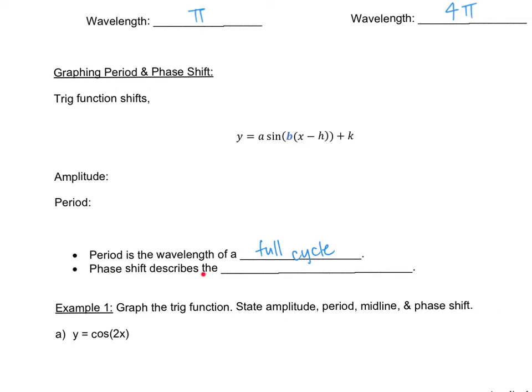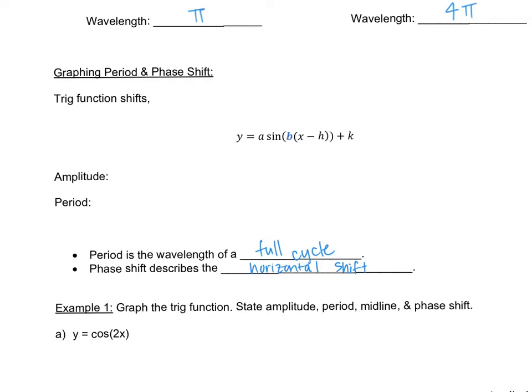Now, when we're talking about phase shift, that is specifically talking about the horizontal shift. We've already talked about vertical shift, but we have not talked about the horizontal shift. In trig language, you often hear it called the phase shift. Now let's put this all together and talk about all the different shifts that we have learned so far and what we're going to be practicing on today.